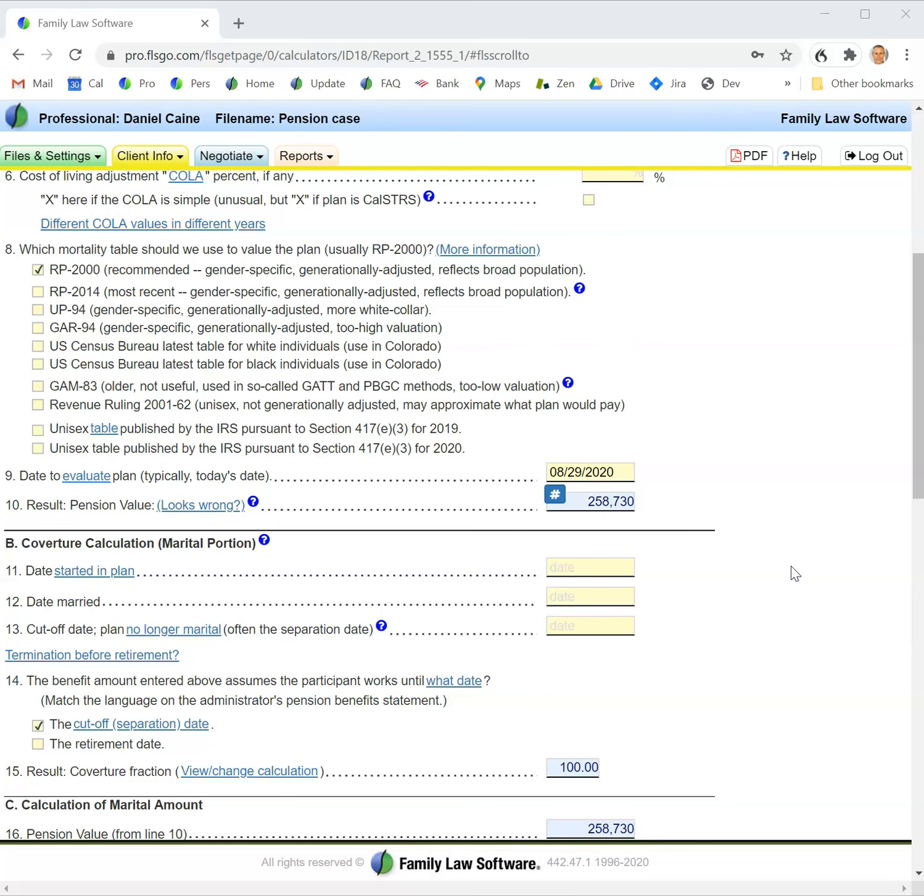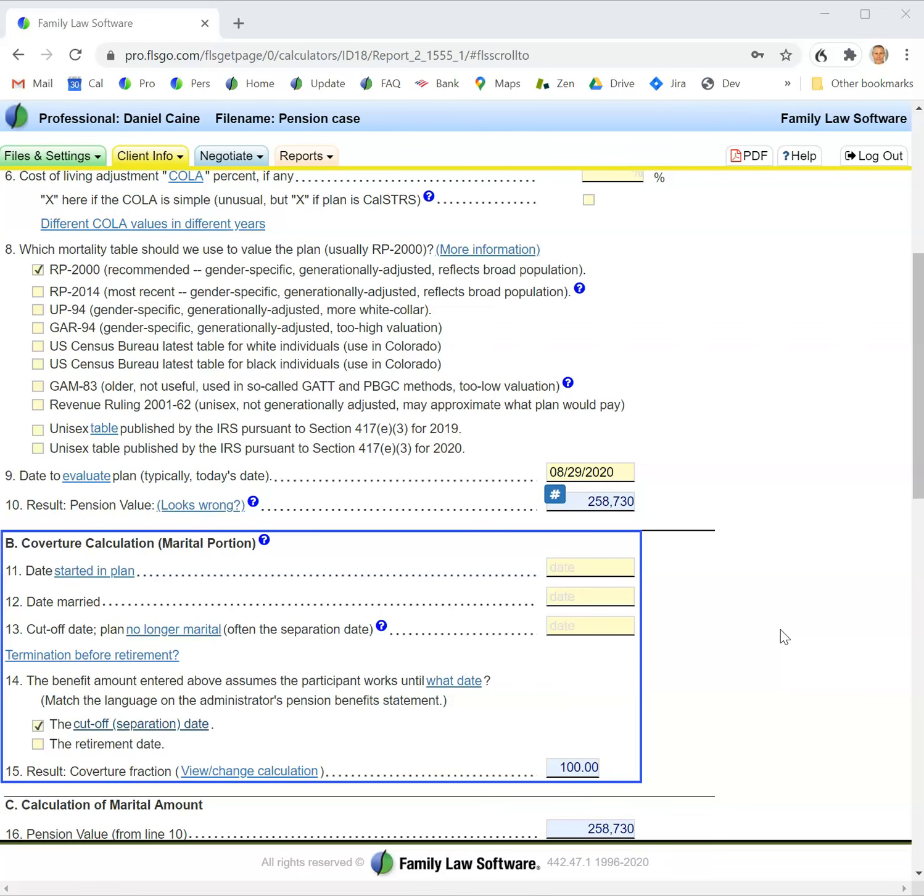The coverture calculation, or the marital portion, which is where we're going next, is the place where you determine how much of the plan each party is entitled to. And, as we said earlier, the goal there is simply to calculate the fraction of the plan that was earned during the marriage. If the parties were married before the employment began, then typically 100% of the value of the plan is marital. It's all marital, and the entire value of the plan is subject to division between the parties.